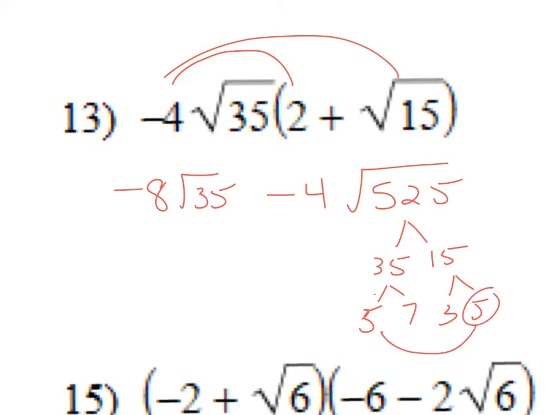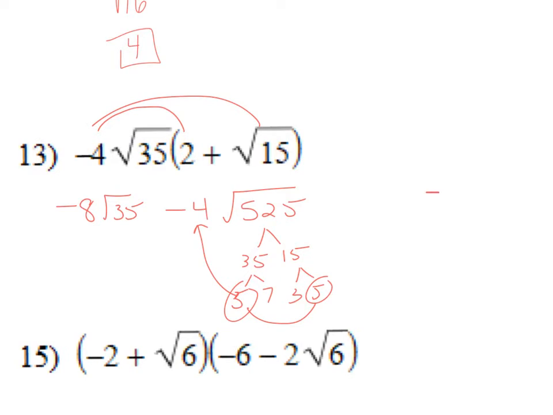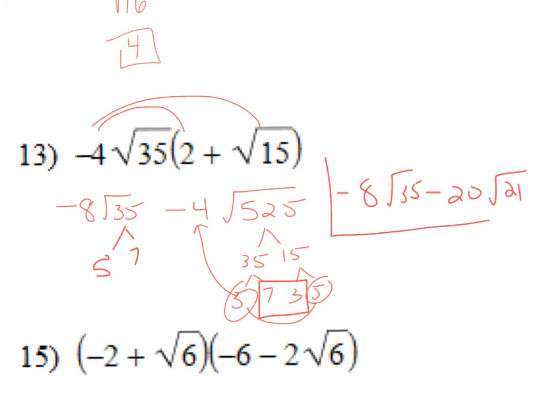So the 5's will pair up and move out on that guy. So I'll have a negative 20 on the outside. Now 3 times 7 is 21. And then here on the 35, it's going to break down to 5 and 7, which doesn't go anywhere. So we have a negative 8 root 35 still just hanging out front. Can't put any of that together because they're different square roots. So that's going to be your final answer there.